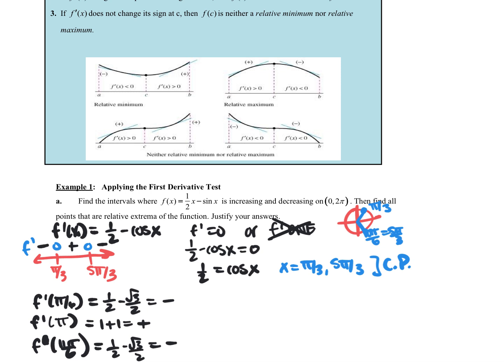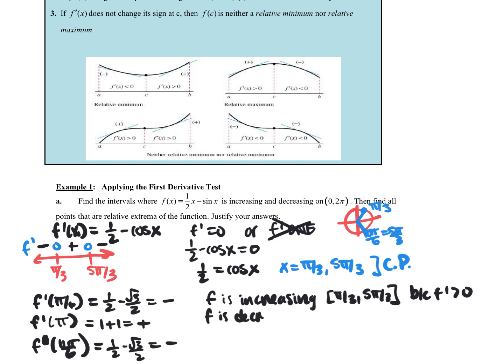So we have a lot of things that we can say here. We can say that f is increasing from pi over 3 to 5 pi over 3 because f prime is positive. We can say that f is decreasing from 0, because we're just sticking to 0 to 2 pi, no infinities here, because we're just literally sticking on this interval 0 to 2 pi. So 0 to pi over 3 and 5 pi over 3 to 2 pi.